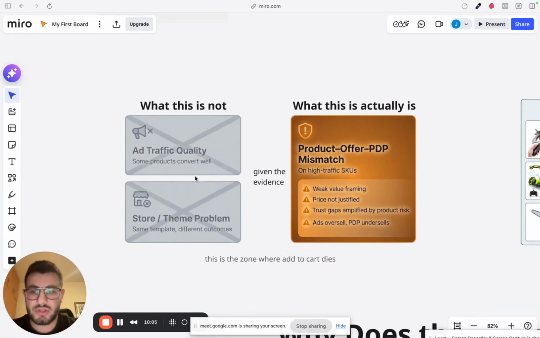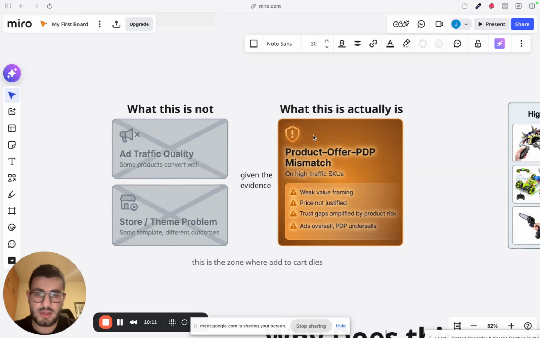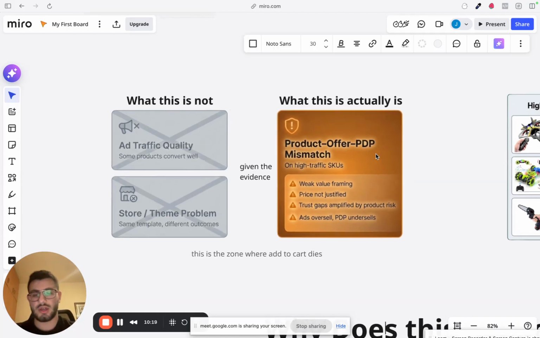So this is what it is. It's not ad traffic quality, since some products convert well. It's not the store or theme. Given the evidence, it's a product offer and PDP mismatch on high traffic SKUs. You have a lot of creatives, and these creatives are giving a lot of value. They're making a lot of promises, so people like the creatives and click, but once they go to the PDP, they feel like it's different. The promise from the creative is different from the promise on the PDP.